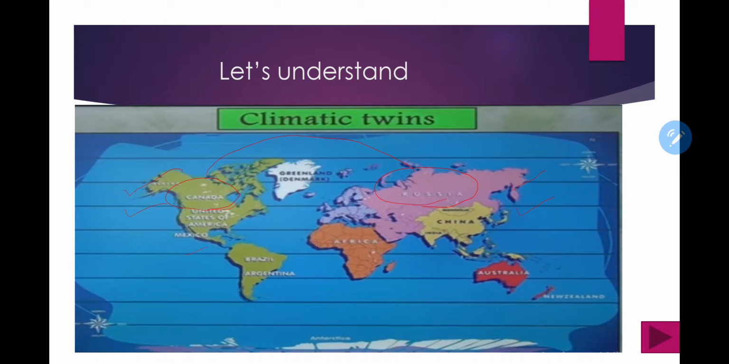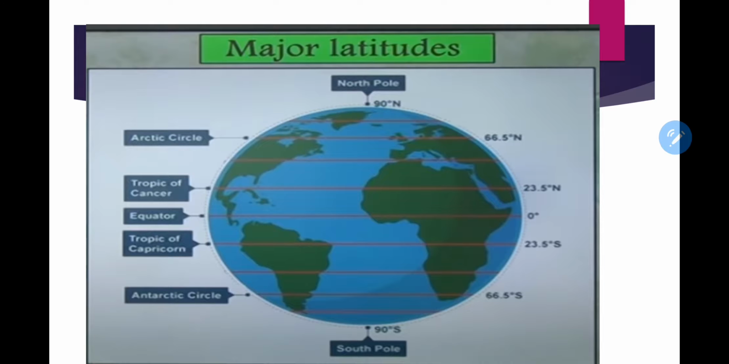Now same way, Mexico over here and southern part of India over here, they both are also climatic twins, right? Because they both also lie in between these same two lines. So definitely they are facing the same climatic conditions.